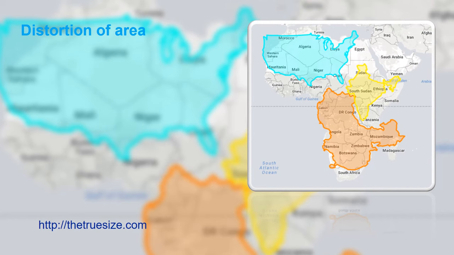To derive the true size, there's a nice website, thetruesize.com, where we can move a country over other countries to compare the true size. Like in this example, we see how the United States of America is comparable to a part of North Africa and the Sahel.